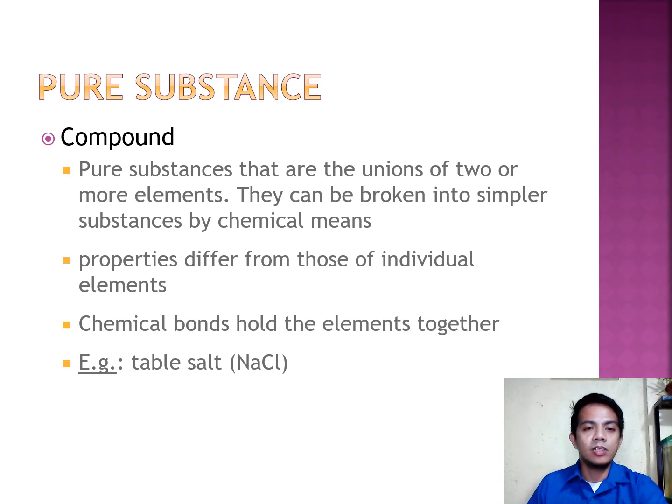While compound is also a pure substance, it is the union of two or more elements, or a combination of two or more elements. They can be broken into simpler substances by chemical means. Chemical bonds hold the elements together to form a compound. An example of a compound is NaCl, or sodium chloride, or table salt.